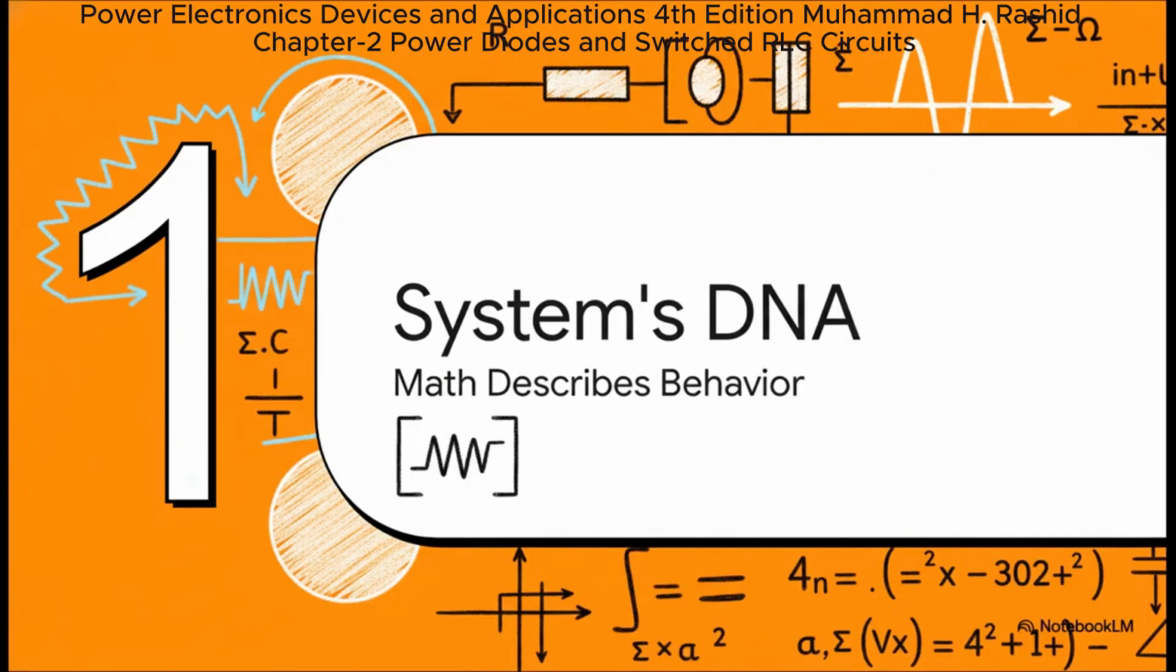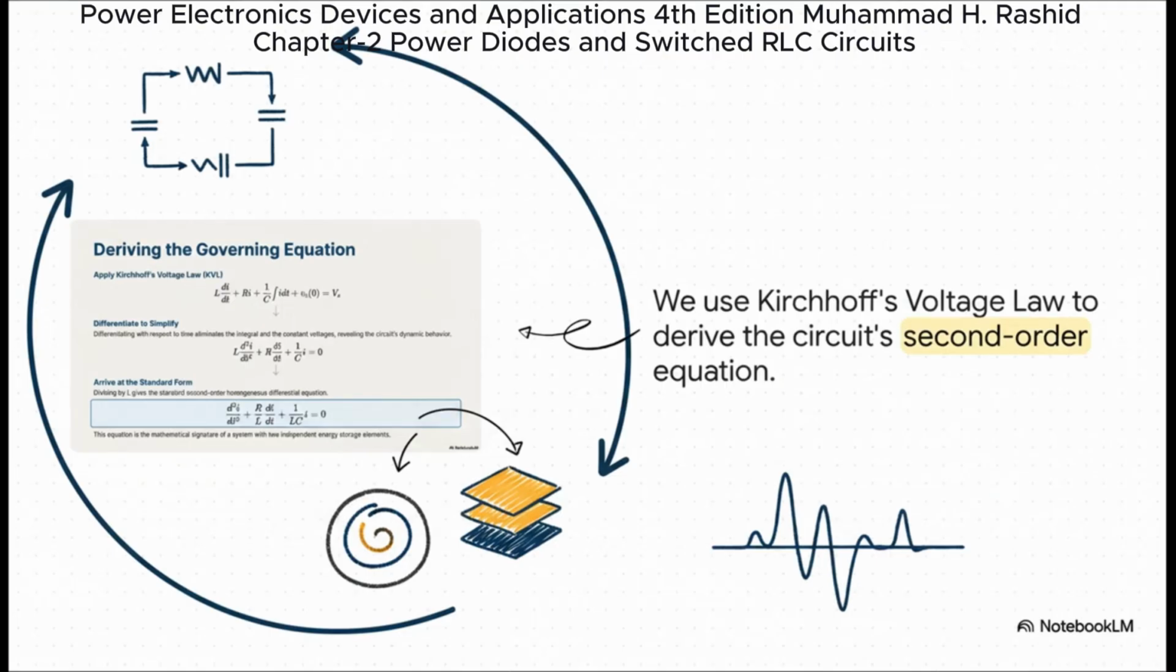All right, first things first. To understand any physical system, you have to learn its language. And for circuits, that language is mathematics. Our first job is to translate this collection of components into one precise equation that tells us everything we need to know. So how do we build that equation?